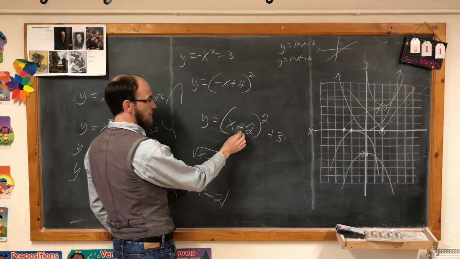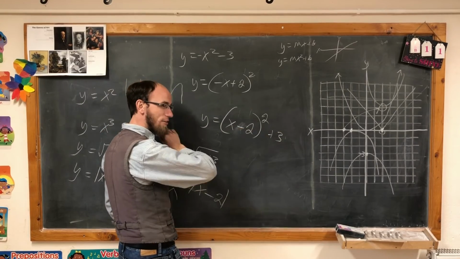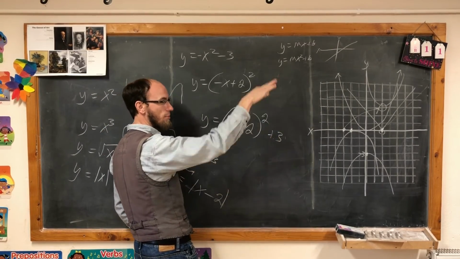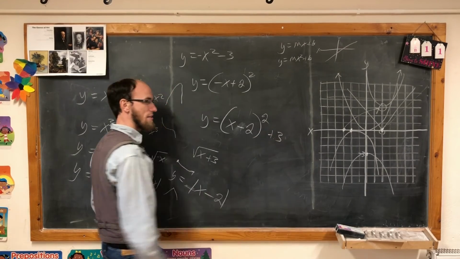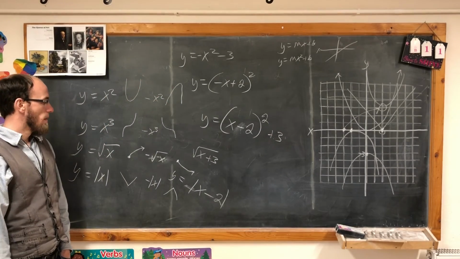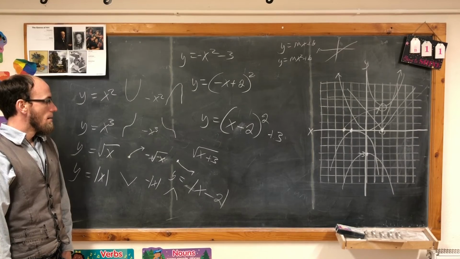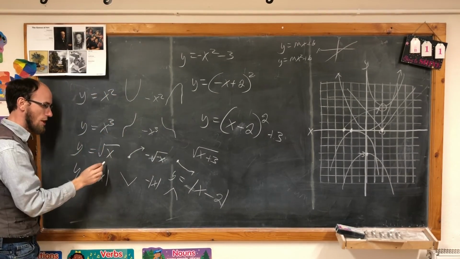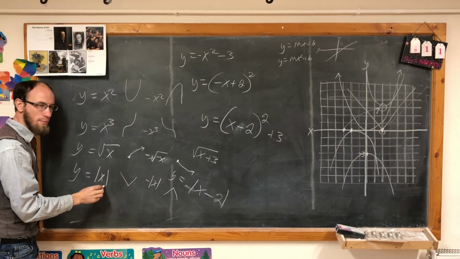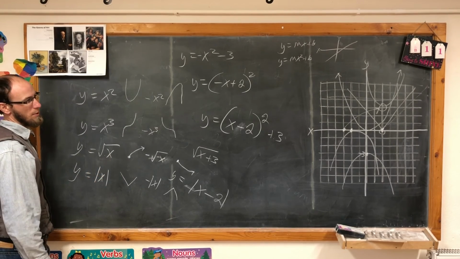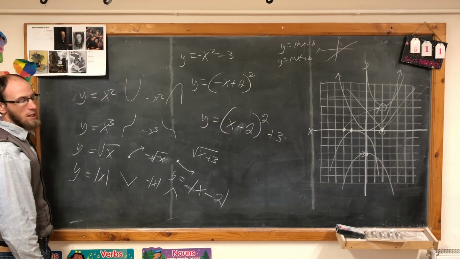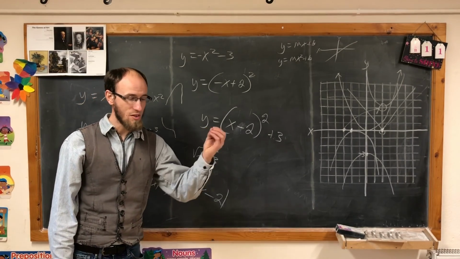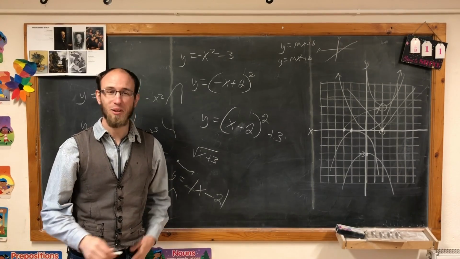Remember that if it's inside the parentheses, it moves right or left, but it moves the opposite. If it's outside the parentheses, it moves up or down, and it moves exactly as it says, up or down. Also try to remember the squared is this shape, the cubed this shape, square root this shape, and absolute value this shape. Practice. Work with it over and over until you can begin to see it instantly what it's going to be. I hope you have success.